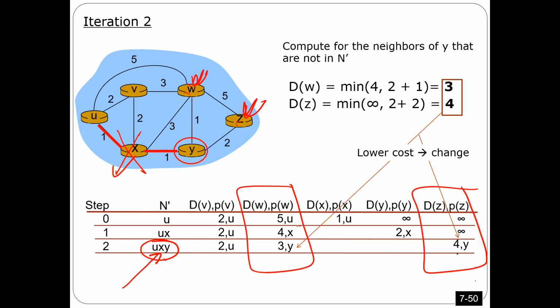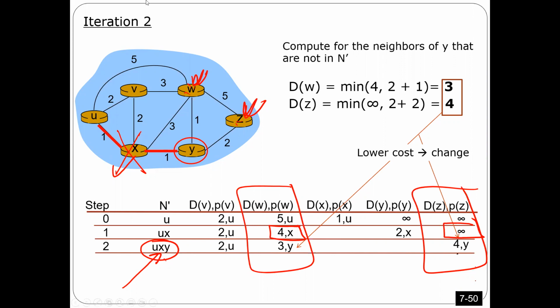The last information I have for W is 4. The last information I have for Z is infinity. I want to see now if I check the neighbors of Y. If I go to W through Y, can I have a better result than what I have right now or not? If I go to Z through Y, can I have a better result than what I have right now or not?